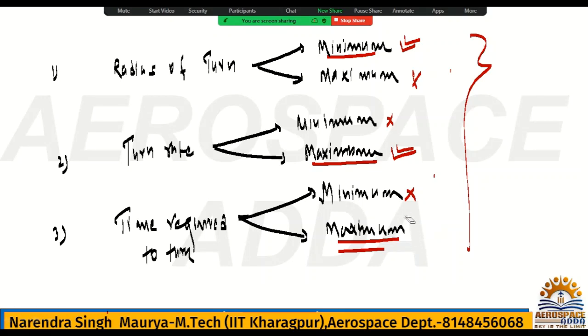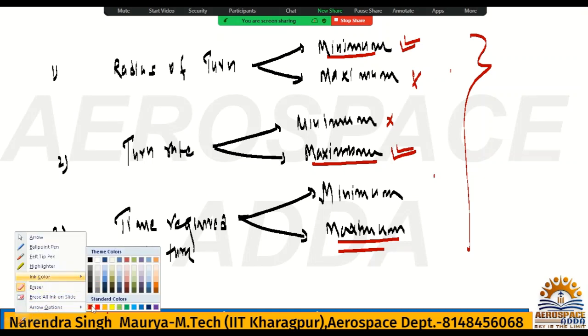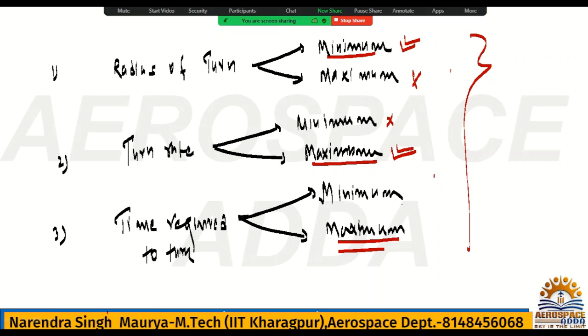I'm sorry, this is wrong. No, please correct this. It should be minimum for the good aircraft. Time required to turn should be minimum.